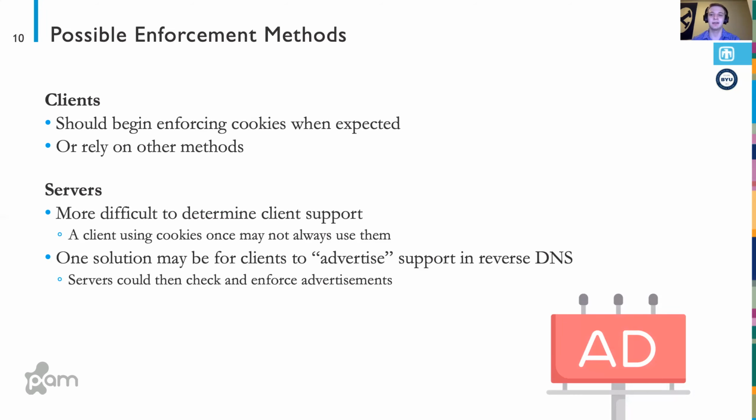On the server side, it's difficult to determine if a client intends to support cookies, right? Just because a client sends a cookie once doesn't mean they always will, and vice versa. And a great example of this is a NATed network where one client behind a NAT could send a cookie while none of the other clients are. So one solution that we suggest is that clients could advertise their intent to use cookies in a reverse DNS zone using text records. Servers could then check for these advertisements and enforce what they see.